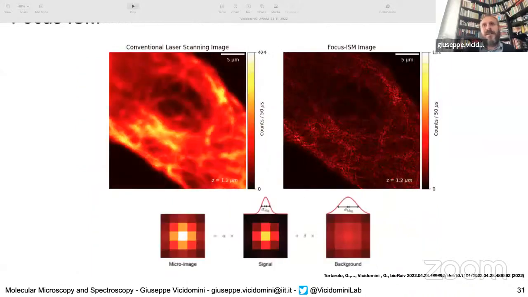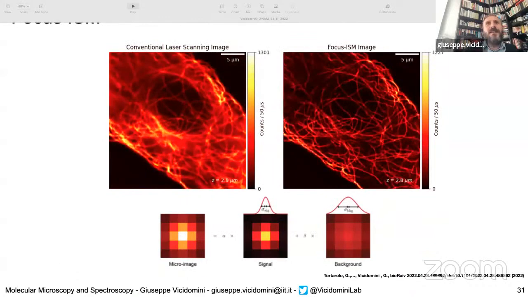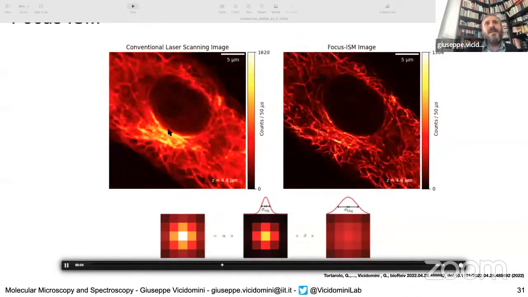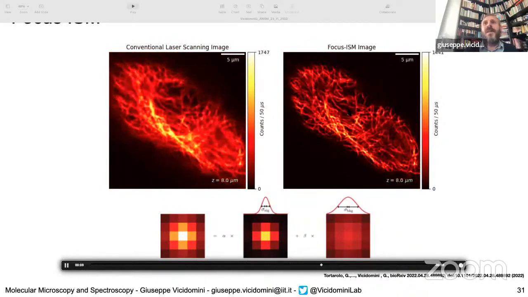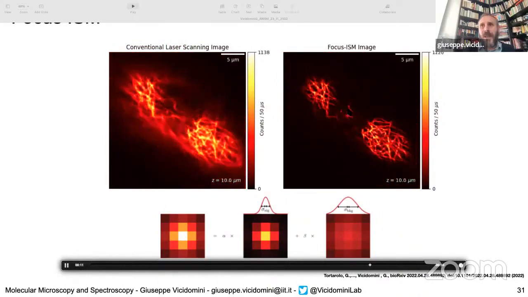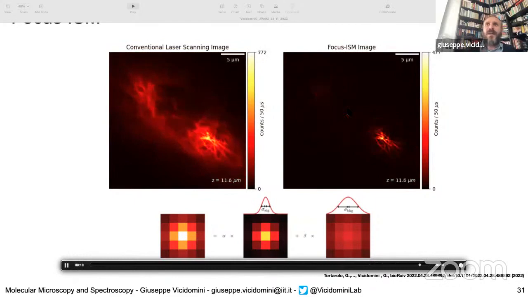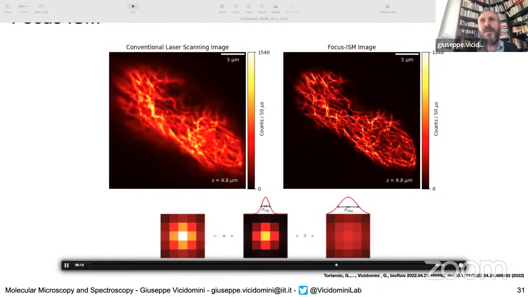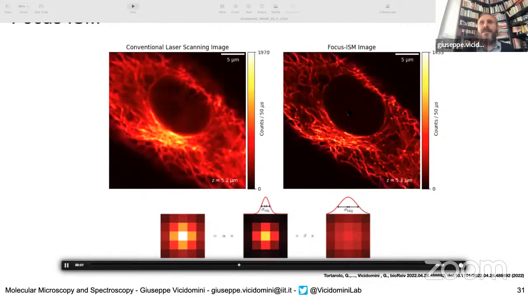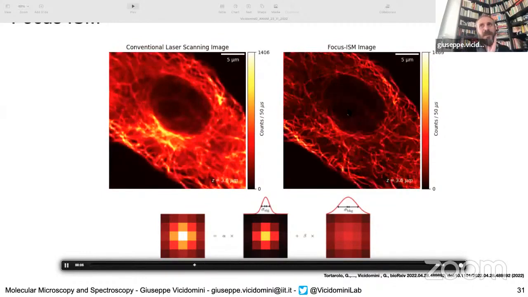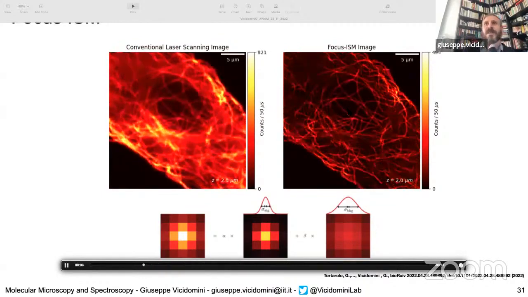So here is an example of a three-dimensional scanning. The image on the left is a conventional image. The one on the right is an image in which, thanks to the SPAD array, we were able to separate the out-of-focus background, thereby improving the contrast of your imaging. So again, that's for free, completely for free, just by changing the detector array, that's changing the detector of your microscope.